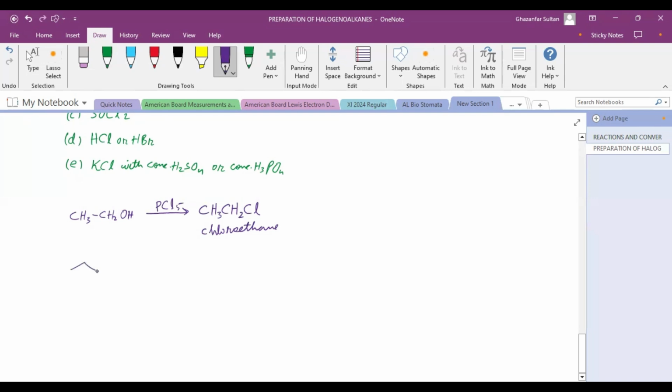Similarly, if you have propan-1-ol, and you react it with any of the reagents which are given here, it produces its respective halogenoalkane. So it is 1-chloropropane.